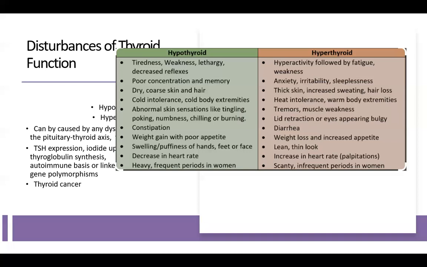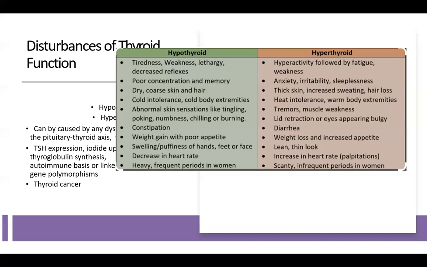Cold body extremities. And they can have poor appetite, but then, as we said, because thyroid is involved with metabolism, they can gain weight very easily. Okay? Swelling, puffiness of hands and feet, decrease in heart rate, meaning we're talking bradycardia rather than tachycardia. Both hyper and hypothyroidism can affect fertility in females. And in general, the complications of thyroid gland, whether hyper or hypo, are 5 times more common in females than in males.